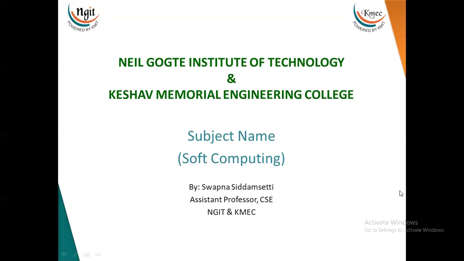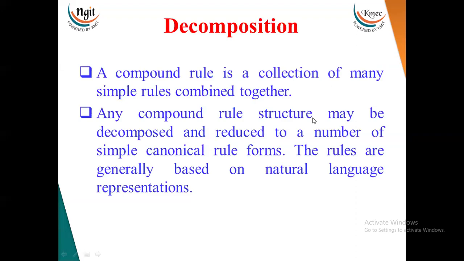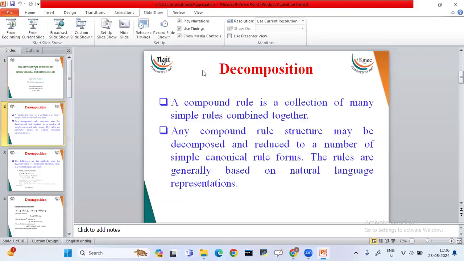Dear students, now we are going to learn about decomposition and aggregation of the rules, inferences. So what is meant by decomposition? A compound rule is a collection of simple rules combined together. When we are using any tautology, as we have seen in the last session, we are just combining many rules.